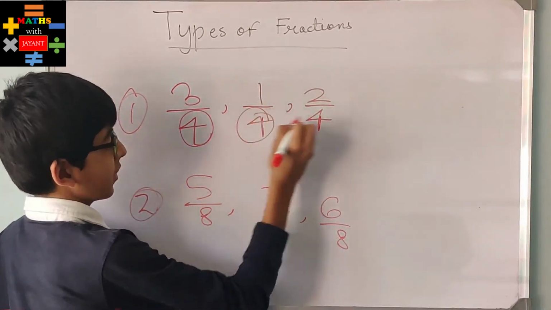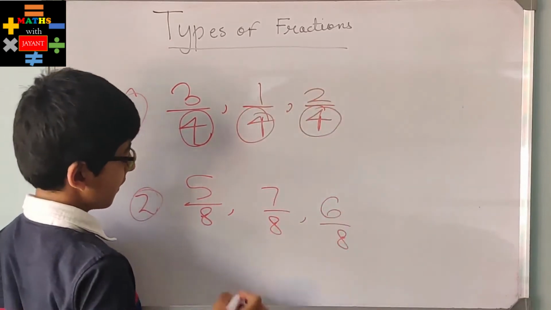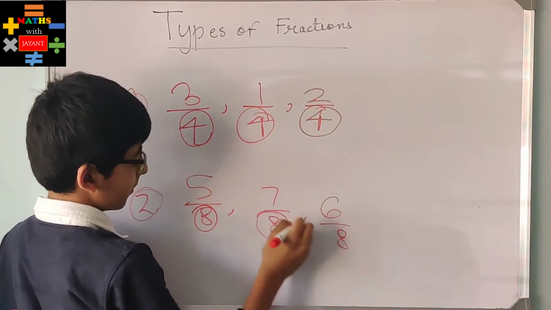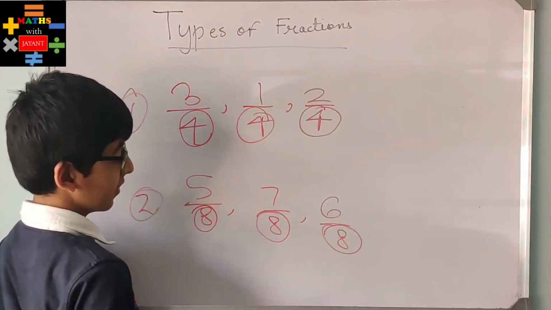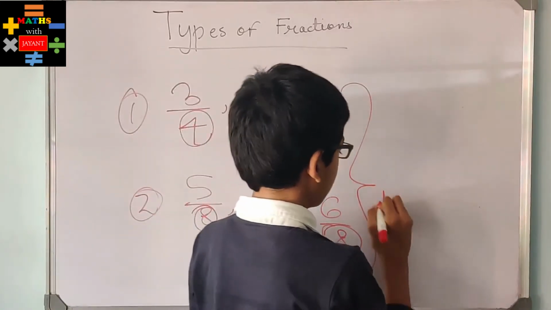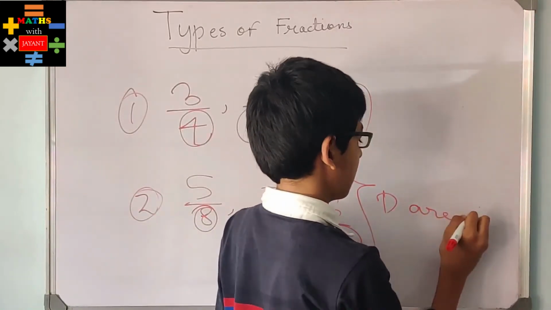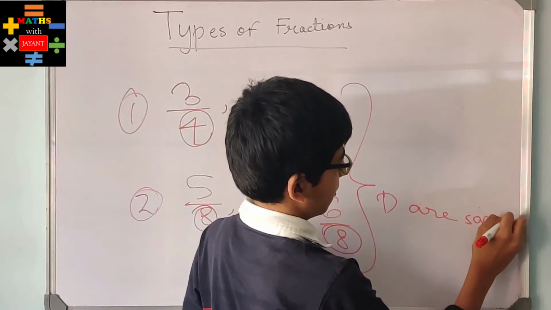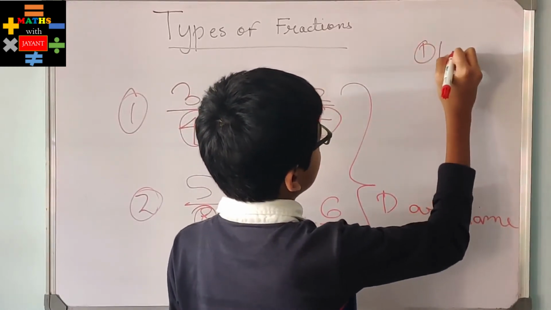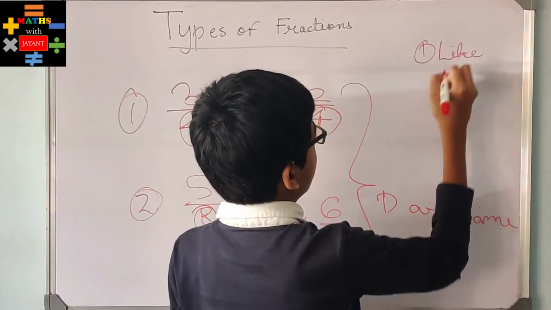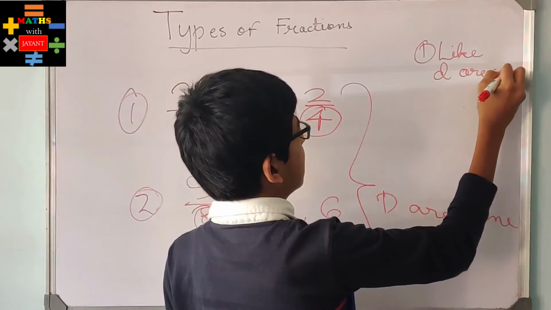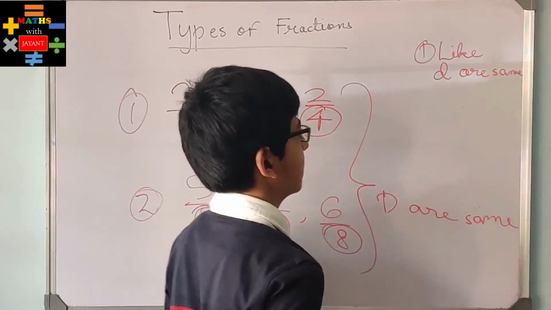In the first set, all the denominators are the same. That's 4. And in the second set also, all the denominators are the same. That's 8. Such fractions where the denominators are the same are called like fractions. So like fractions are the fractions whose denominators are the same.